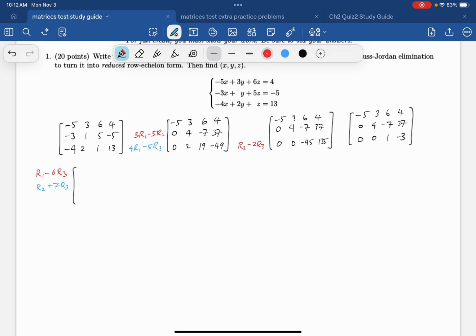So the first row is going to become negative 5, 3, 0, because that's 6 minus 6, and then 4 plus 18, so 22. And the second row becomes 0, 4, and minus 7 plus 7 is 0, good. And then 37 minus 21, so that's 16, I think. And the bottom stays the same, so 0, 0, 1, minus 3. Okay, so I can simplify the second row now. That's just 0, 1, 0, 4.